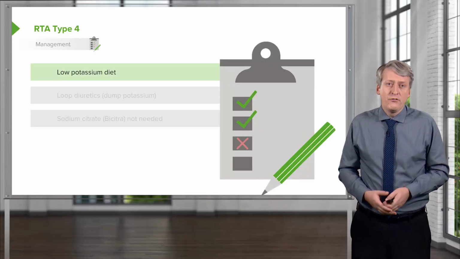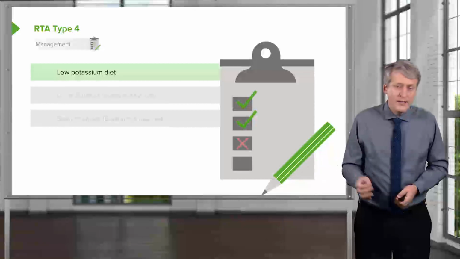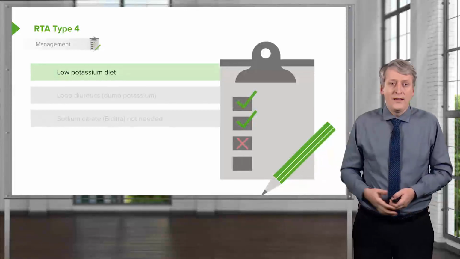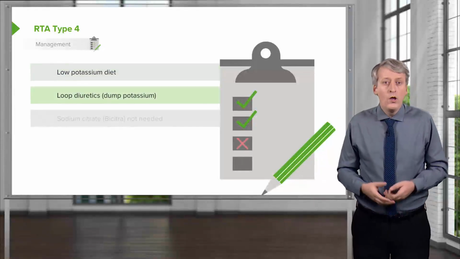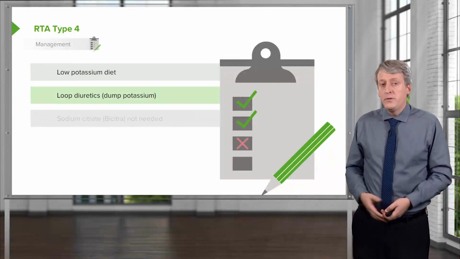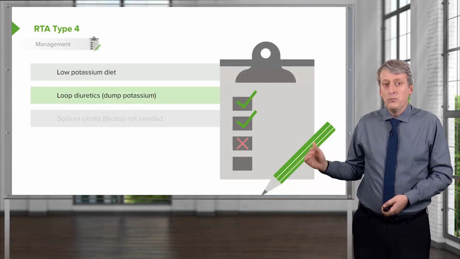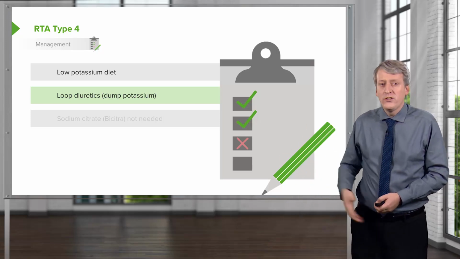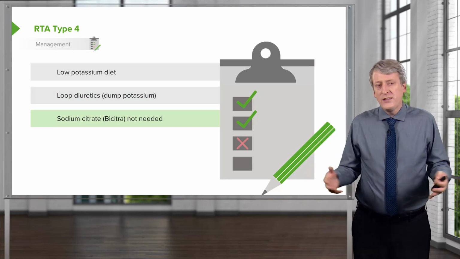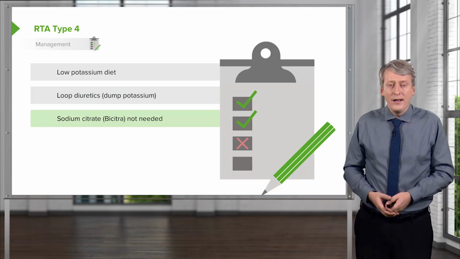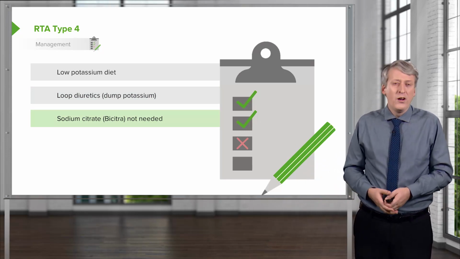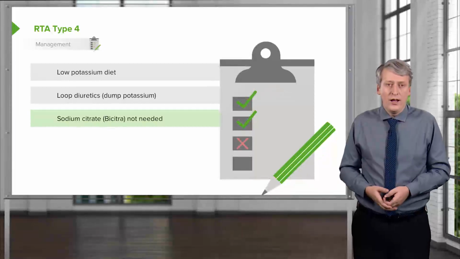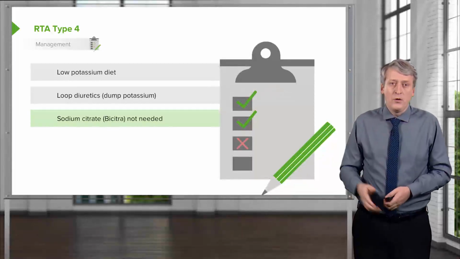So our management of type 4 RTA is by necessity a low potassium diet. We also will give children loop diuretics because those are potassium-losing diuretics and thus will essentially be encouraging the loss of potassium. Bicitra here is typically not needed because, as I said before, they're not really all that acidotic. The primary issue is hyperkalemia.